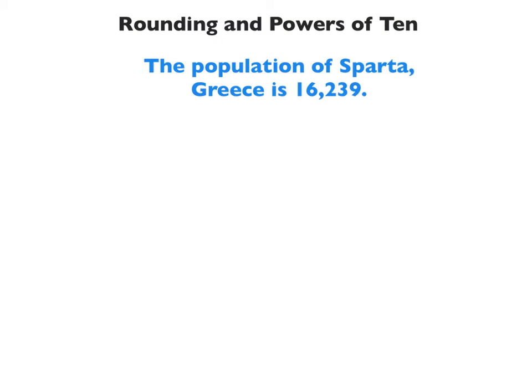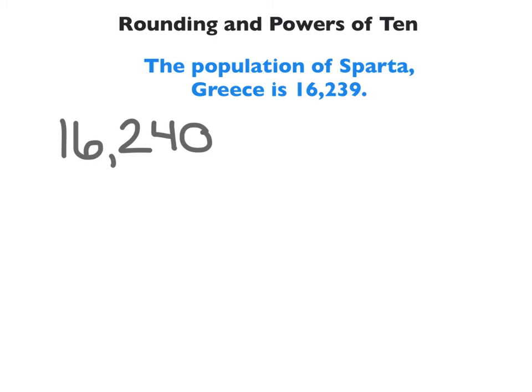Okay, now we have an example from Greece. The population of Sparta, Greece, is 16,239 people. So we're going to also include some rounding here. First, I am going to round to the tens place. And if I round 16,239 to the tens place, my number is 16,240.